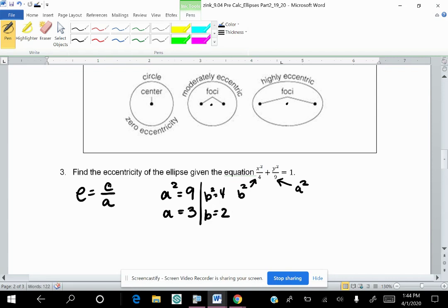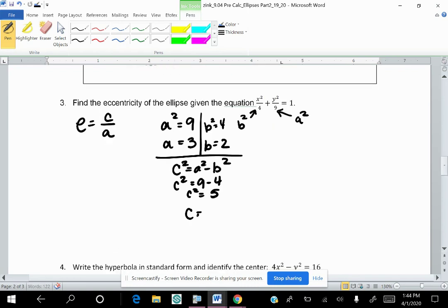Oh, I don't need B, I need C. How do I find C? Well, I use our formula. C squared equals A squared minus B squared. Substitute in 9 minus 4. C squared equals 5. So C equals the square root of 5. And again, we know that they are plus or minus, but we're only looking for those positive distances here.